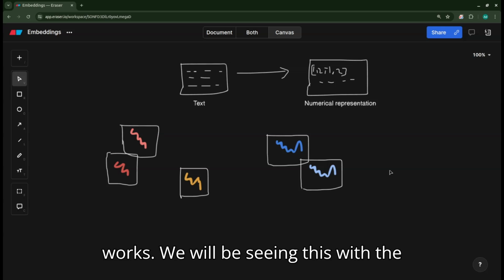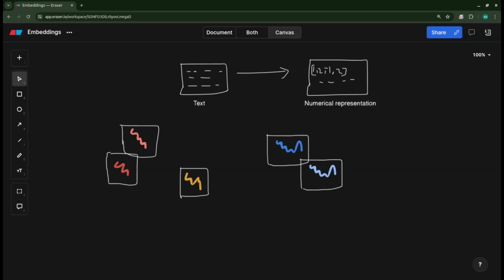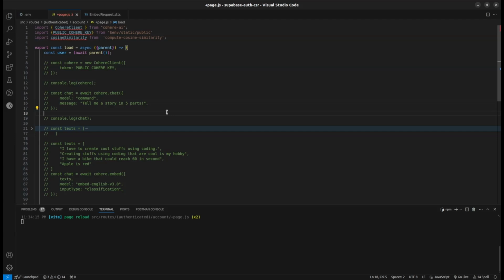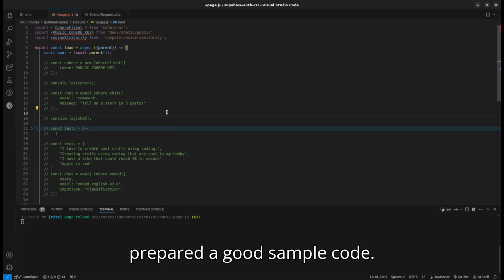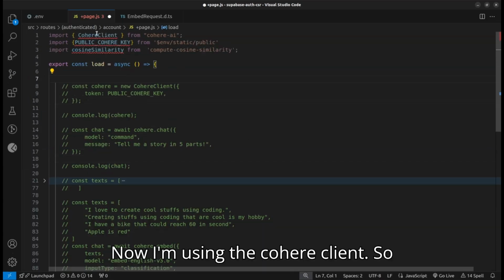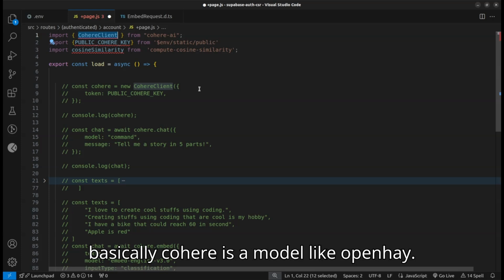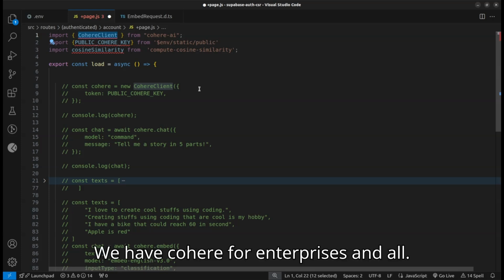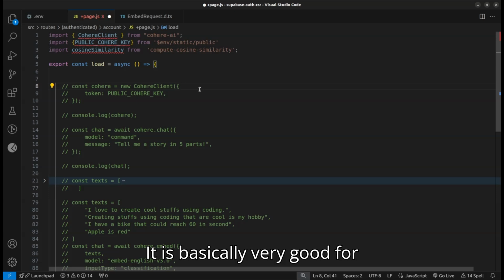So we will be seeing this with the help of an example. I have prepared some sample code. Now I'm using the Cohere client. Cohere is a model provider like OpenAI. We have Cohere for enterprises and so on. It is very good for training on our particular data, like training on our datasets.